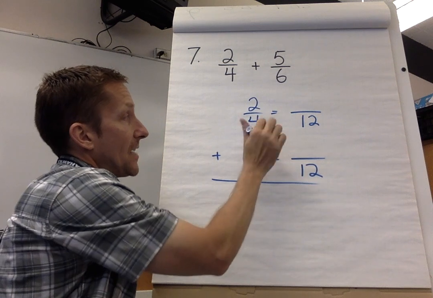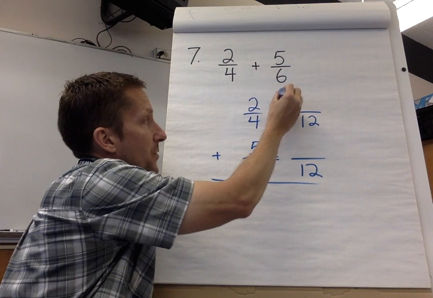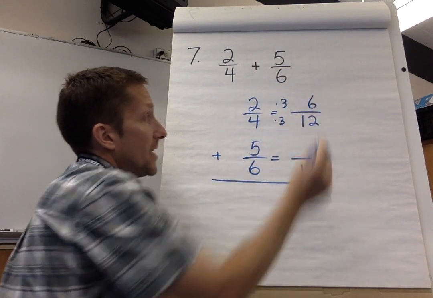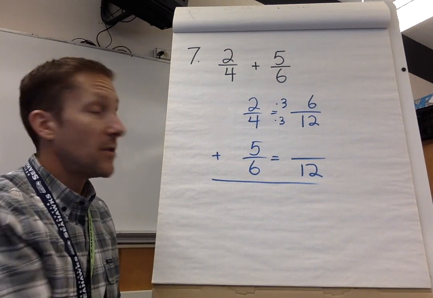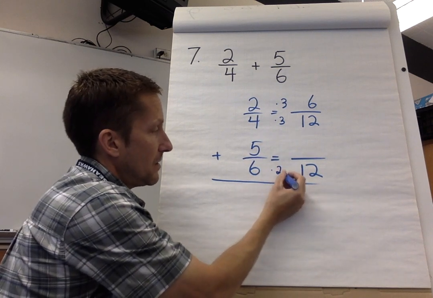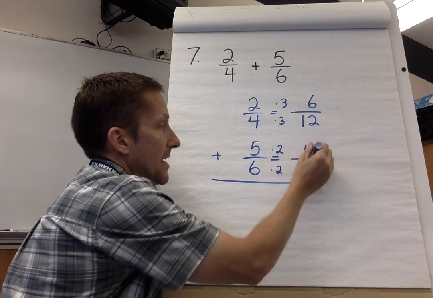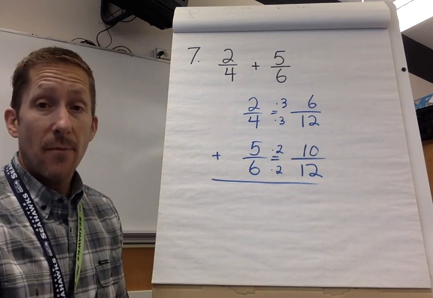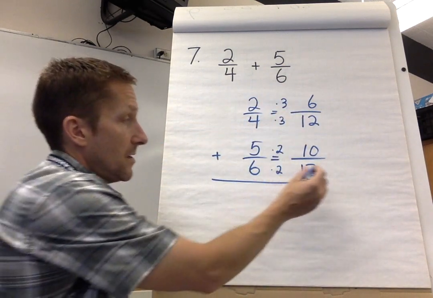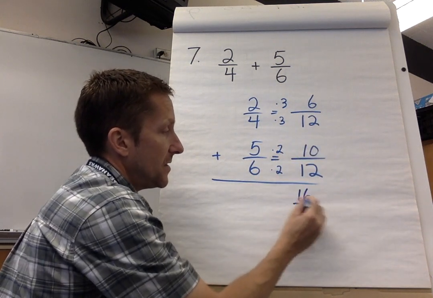Now I'm going to convert this fraction. How did I go from 4 to get to 12? I multiplied it by 3. I've got to do that to my numerator. 2 times 3 is 6. Same process for the 5/6. How did I go from 6 to get to 12? I did times 2. I've got to multiply my numerator times 2. I get 10. Now I'm ready to add 6/12 combined with 10/12. Same denominator. They're both 12s. All I do is add numerators. I get 16/12.